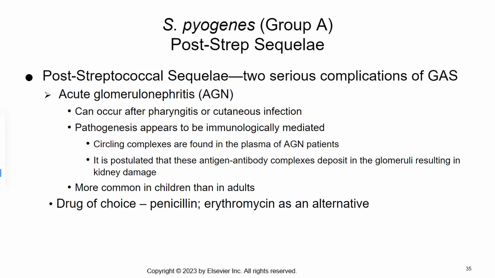Acute glomerulonephritis can also occur after pharyngitis or cutaneous infection. Pathogenesis appears to be immunologically mediated. So circulating complexes are found in the plasma of AGN patients. It is postulated that these antigen-antibody complexes deposit in the glomeruli, resulting in kidney damage.